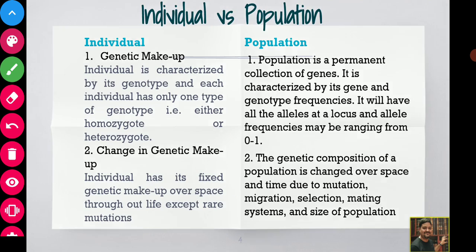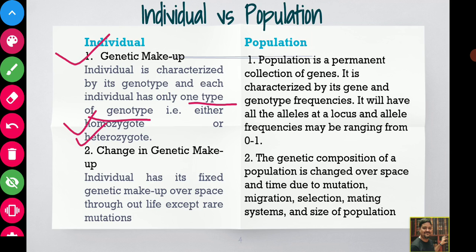Now we will come to the major point of discussion that I have to discuss today, which is the difference between individual and population. We are studying the characteristics of individual and population on the basis of a few parameters. The first one is the genetic makeup. An individual is characterized by its genotype, and each individual has only one type of genotype, that is, either homozygote or heterozygote. So you will characterize an individual on the basis of genotype.